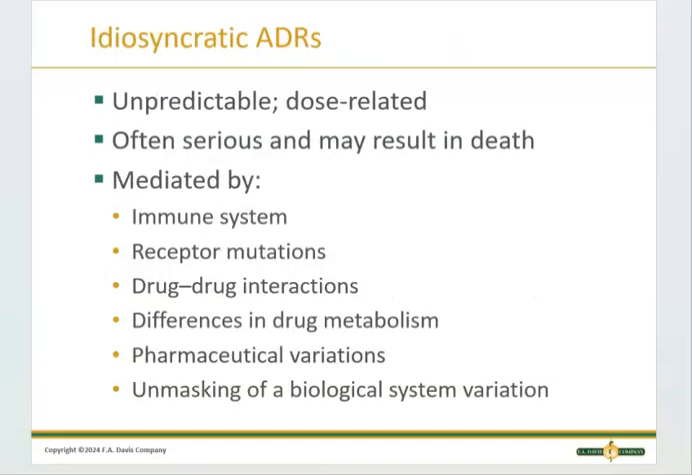The idiosyncratic, meaning how our body is going to respond. Unpredictable, they tend to be dose related. They're often serious. These are the ones that will cause death, and they're mediated by either our immune system, our receptor mutations, drug-to-drug interactions, differences in a person's drug metabolism, pharmaceutical variations, and unmasking of a biological system variation. So we're going to break these down.